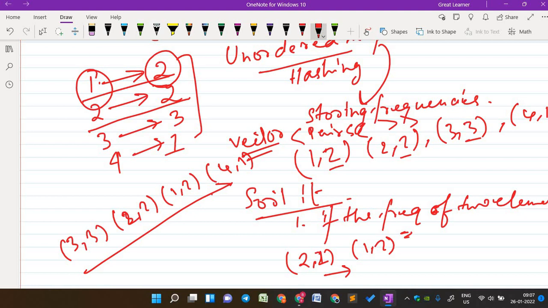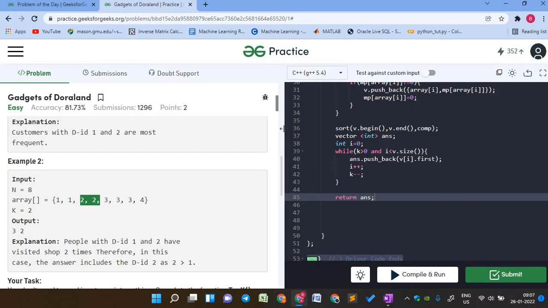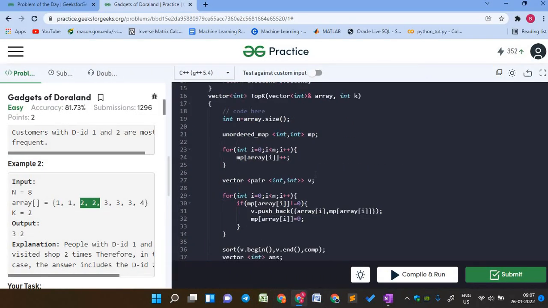After that, we iterate over K elements, taking the first element and the second element and storing them in a vector. So 3 2 will be the answer. Hope you understand this, and I'll show my code right now.